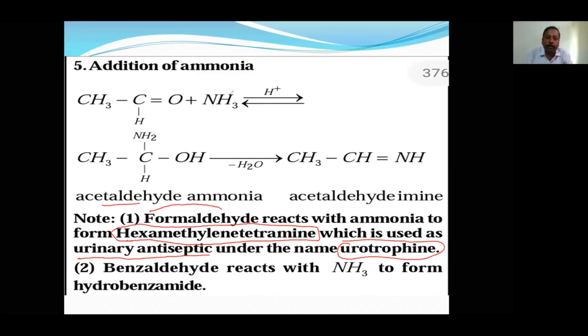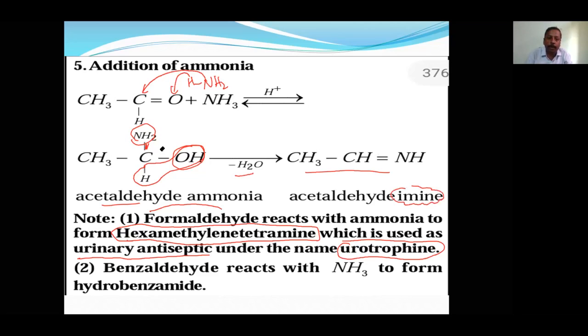Very simple mechanism. Here NH3 should be written as NH2 and hydrogen. Hydrogen will go here and NH2 will attach here. So here you see NH2 and OH. But after some time, this will be removed as H2O. This hydrogen will be removed as H2O, then a double bond will be there. This functional group is called imine.